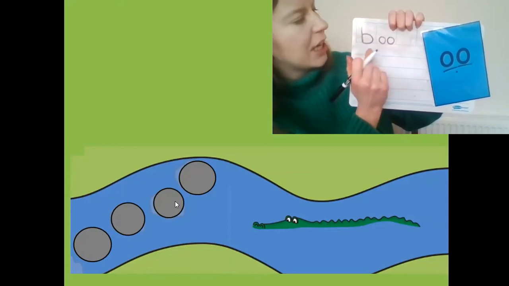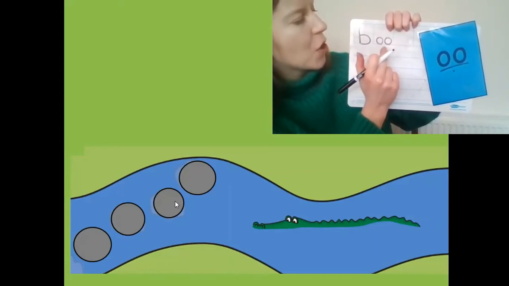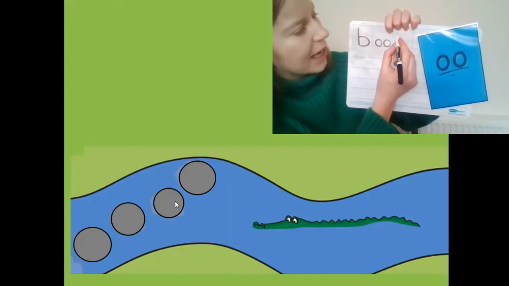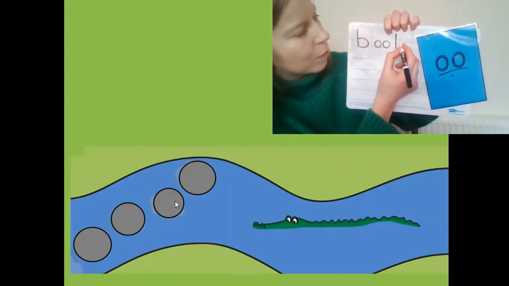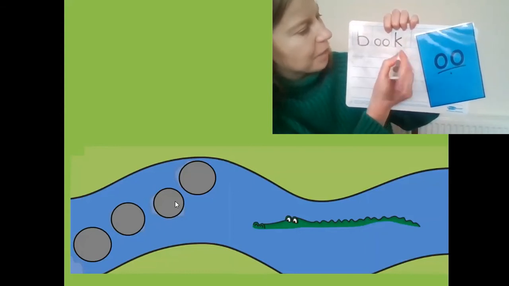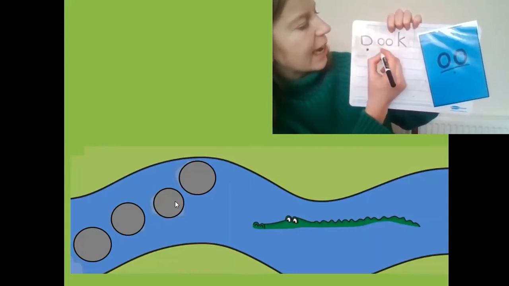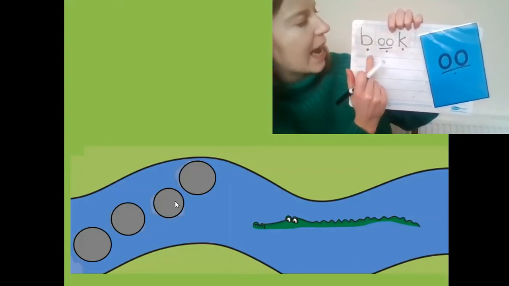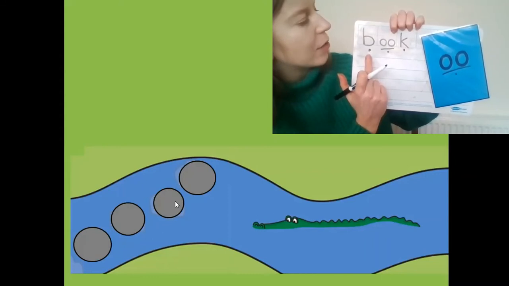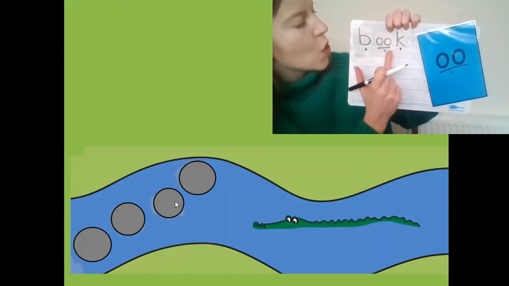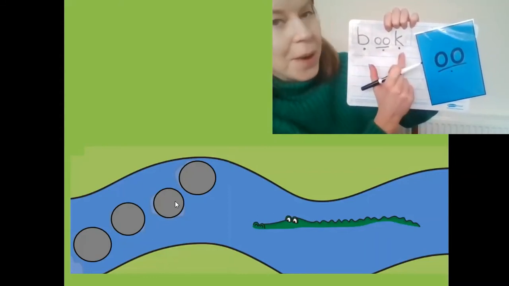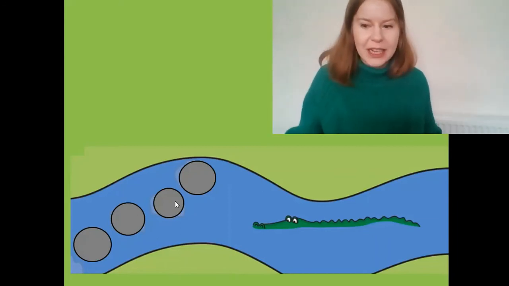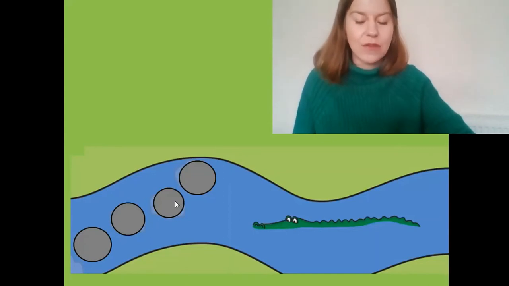What's the last sound you can hear in book? K. And I'm going to tell you it's the kicking k. So we go down the kangaroo's body, tail and leg. Let's add in the sound buttons for extra points. And let's read our word back to check we have all the sounds. B-oo-k, book. Well done.